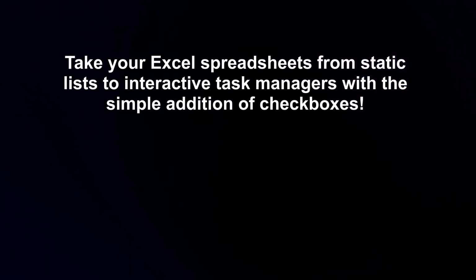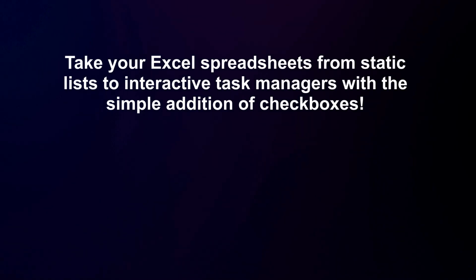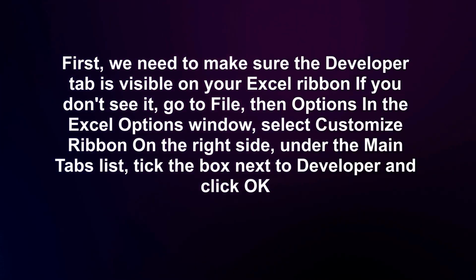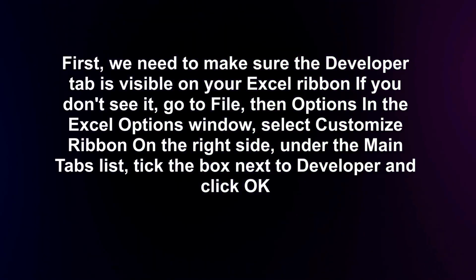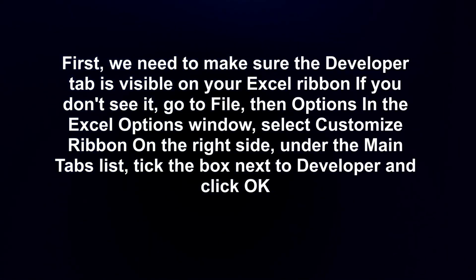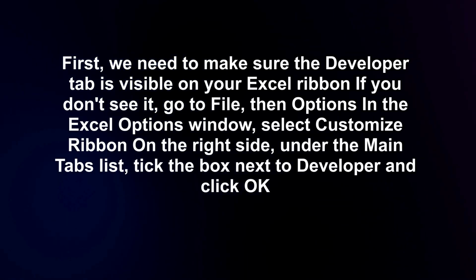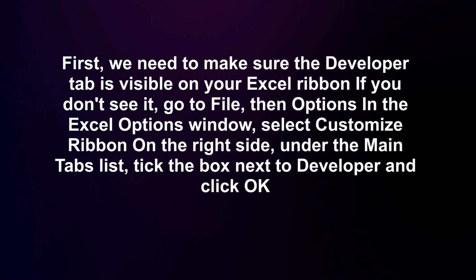Take your Excel spreadsheets from static lists to interactive task managers with the simple addition of checkboxes. First, we need to make sure the Developer tab is visible on your Excel ribbon. If you don't see it, go to File, then Options. In the Excel Options window, select Customize Ribbon on the right side. Under the Main Tabs list, tick the box next to Developer and click OK.